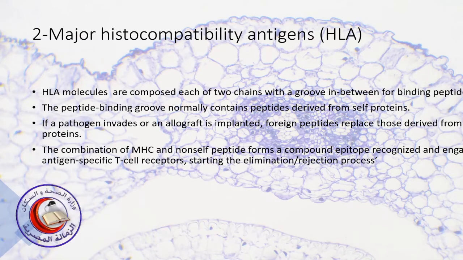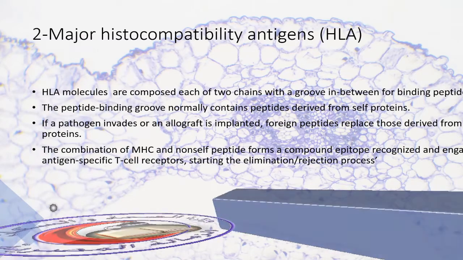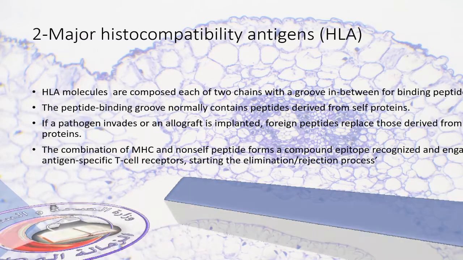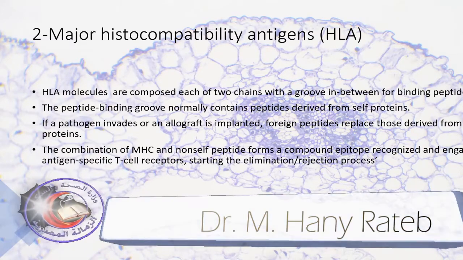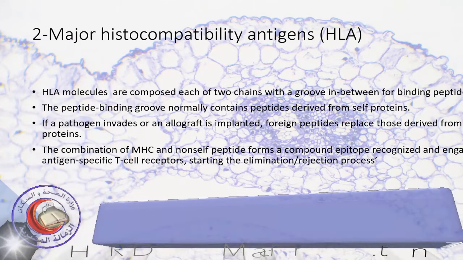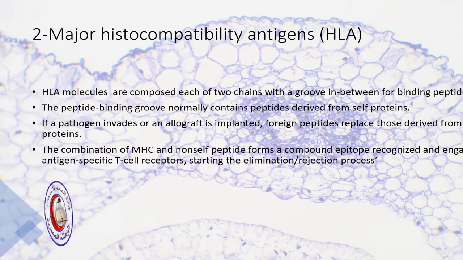The combination of HLA and non-self peptide forms a compound epitope recognized and engaged by antigen-specific cell receptors, starting the elimination or rejection process. And to remind you, an epitope is the site on an antigen molecule that is bound by the corresponding receptor.